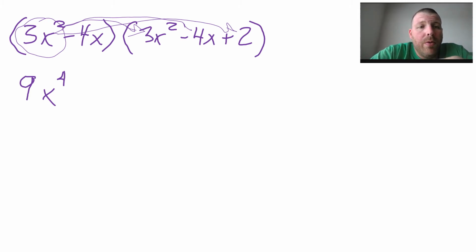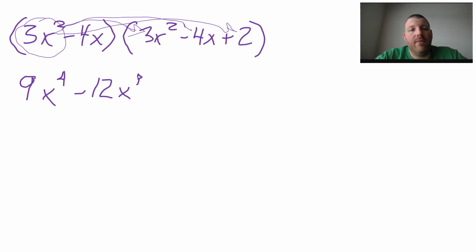Now, we're going to keep going. 3 times negative 4 is negative 12. We have 2 x's here, 1 x here. Even though that 1 is not listed there, it's still there. So we have an x to the 3. So you have to understand the powers we have there. Okay, now we have 3x squared times 2, which is just going to give me a positive 6x squared.